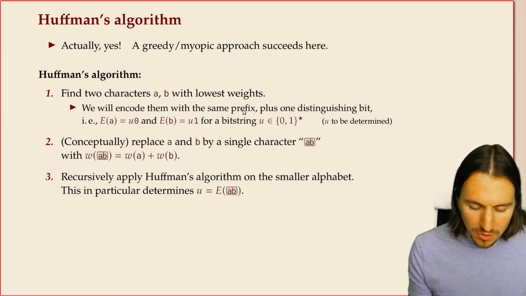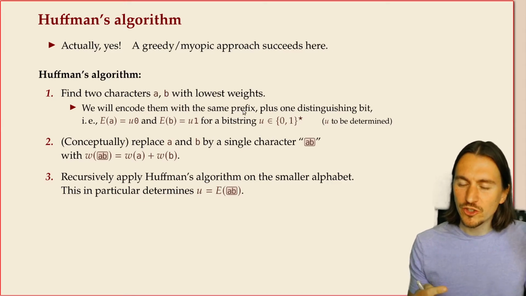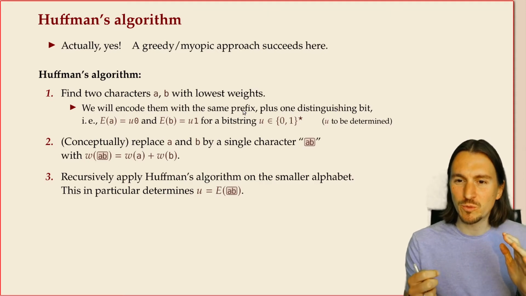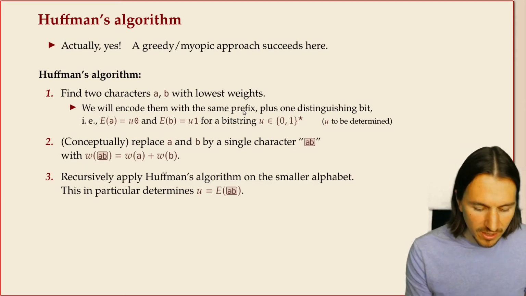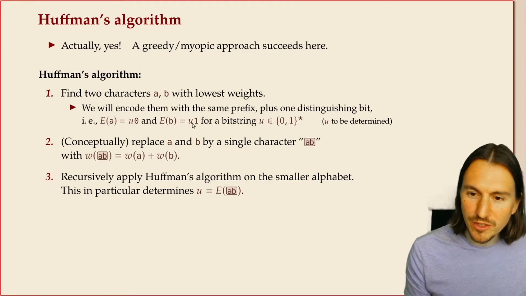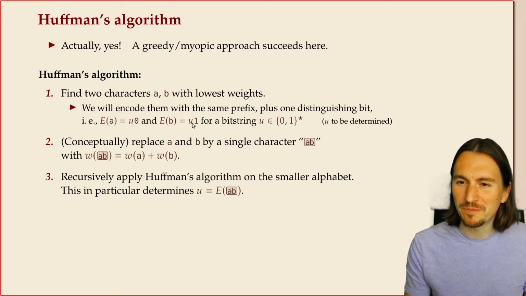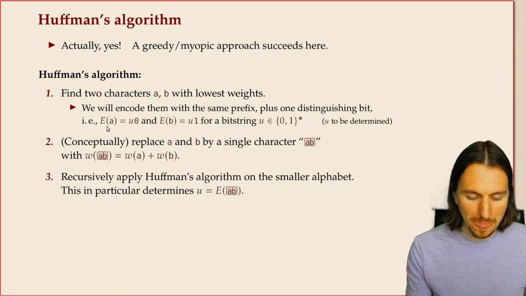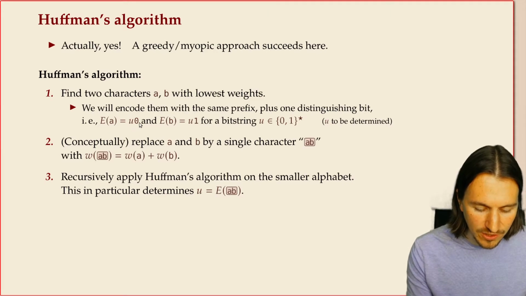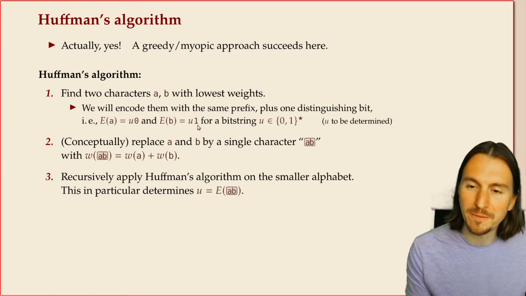And we will encode them using some shared prefix. Their code words will be the same except for the last bit where we distinguish them. But they will share some prefix u that we don't know yet. U is still to be determined. But we will fix for now whatever u will be. We will encode A as u0 and B as u1.